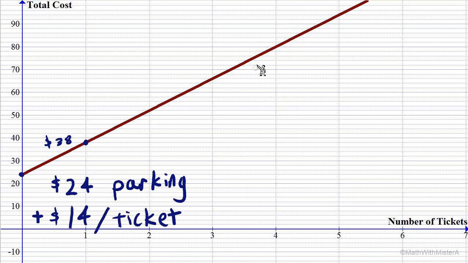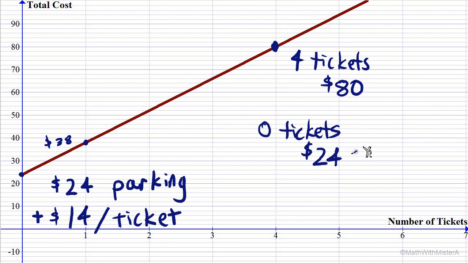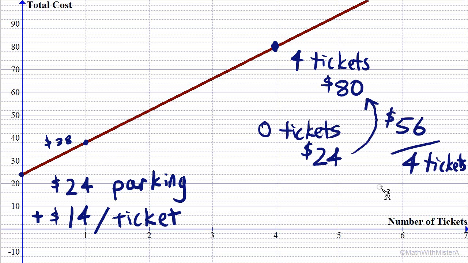The line is straight, so I really don't have to check anywhere else, but I could just because I like to do these things. So how about 4 tickets costs exactly $80? That's a nice one. So from the starting amount, which was $24, no tickets, $24, we see an increase in this cost, $56. And that took place over 4 tickets. $56 divided by 4 is going to give us the $14 per 1 ticket. So a few ways for us to find that constant rate of change, $14 per ticket.